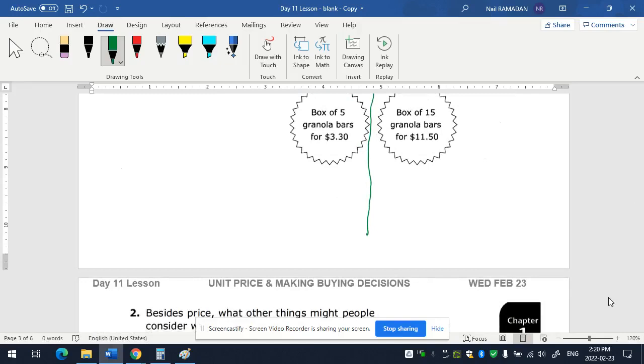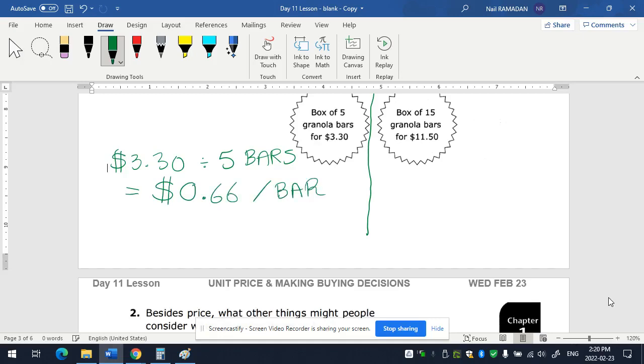So let's divide 330. Go ahead. 330 divided by what? 5 bars. And we just calculated that it was $0.66 for 1 bar, or 66 cents. Yeah, by the way, you never have to say for one bar. Always use this notation, slash bar, slash bar. This means per or for one.